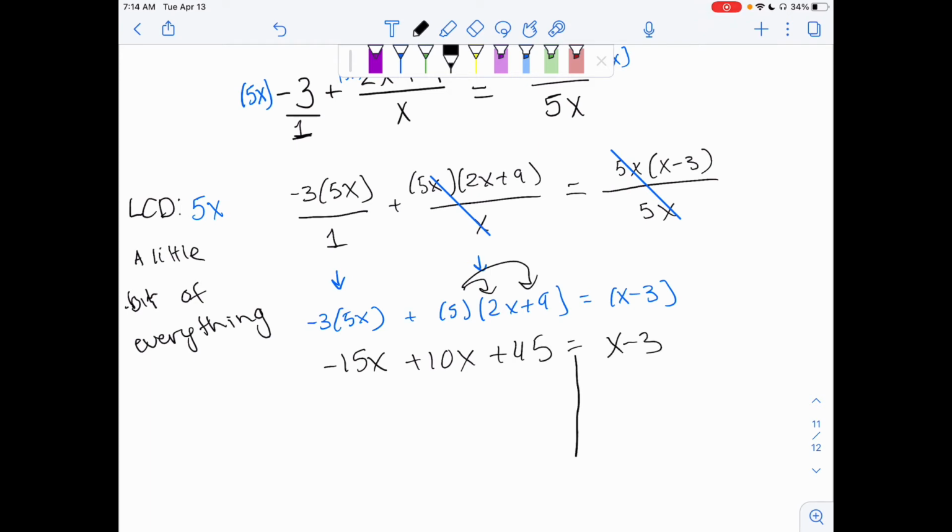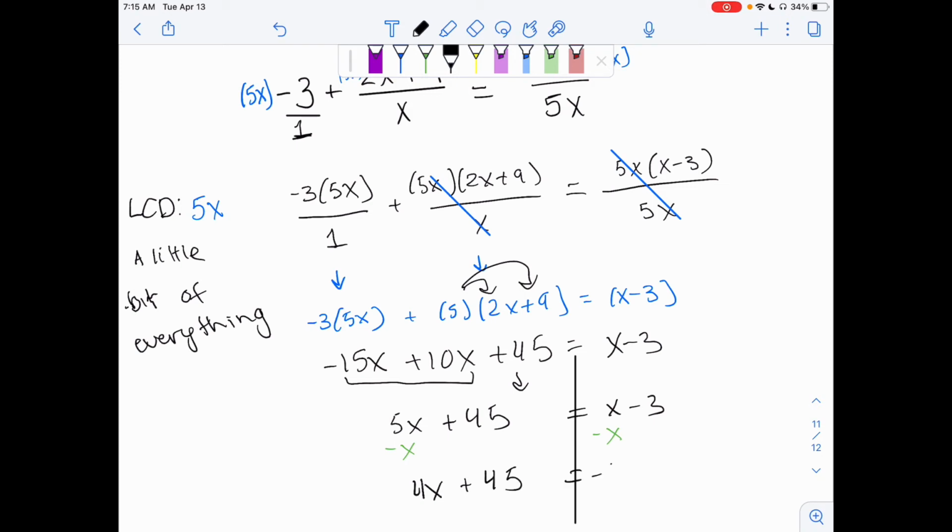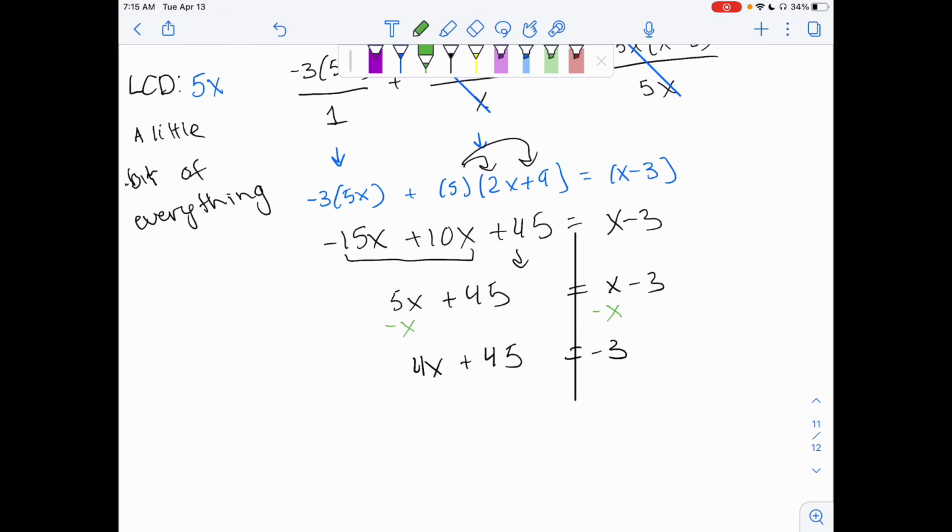If you need to draw a line to keep track of your math, then do so. Let's combine our like terms, so these become 5x. Bring this down. Let's get all of our x terms to one side. So we have 4x plus 45 equals negative 3. Subtract 45. Now we have 4x equals negative 48. Divide, and you see that x equals negative 12.